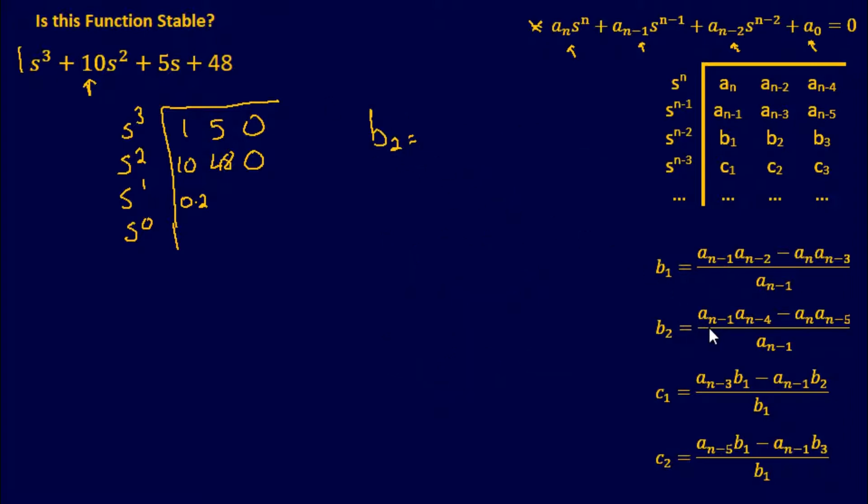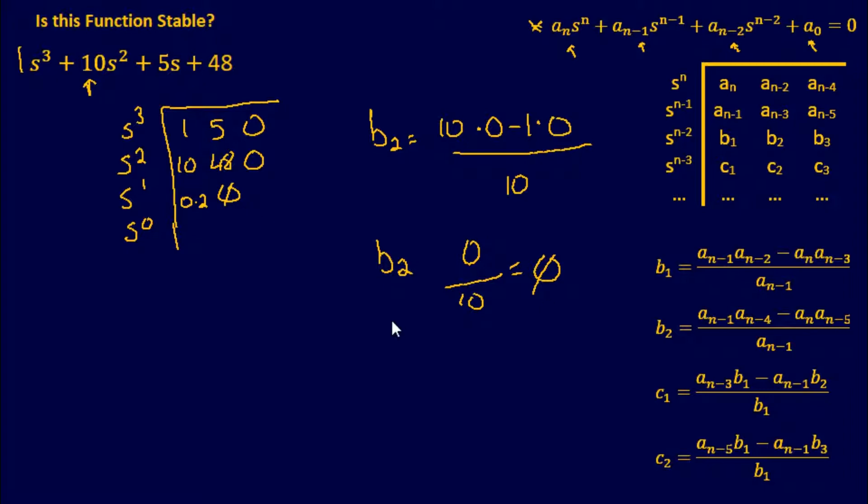B2, same thing, a sub n minus 1, which is 10 times the fourth one, which is 0. That's going to be minus a sub n, which is 1, times the fifth one. Again, since the characteristic equation isn't that long, it's actually very small, a lot of these are going to be 0. So that's going to be over a sub n minus 1, so it's going to be over 10 again. This one's pretty easy. 10 times 0 is 0, 1 times 0 is 0, so it's going to be 0 over 10, giving us 0. So that one's going to be 0.